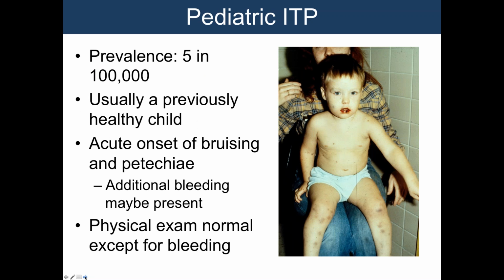As many of you may know, pediatric ITP has a prevalence of 5 in 100,000. That makes it one of the most common things that we see as pediatric hematologists. It presents in a usually previously healthy child with no significant history. The history is really one of just acute onset of bruising and petechiae, and some additional bleeding may be present, as we can see with this little guy here, where he's got some oral mucosal bleeding. And our physical exam should really be normal with the exception of bleeding findings.